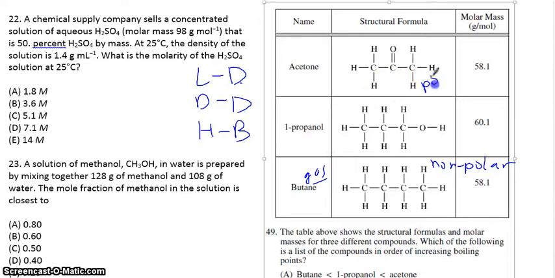Acetone is polar, and it's polar because it's asymmetric, because you have an oxygen on top. This would be a polar molecule. And 1-propanol has hydrogen bonding. So polar molecules will have dipole-dipole forces. Hydrogen bonding will be present in 3 possibilities.